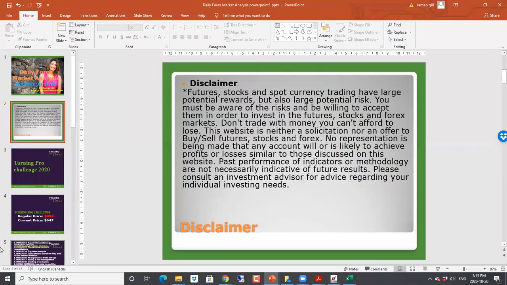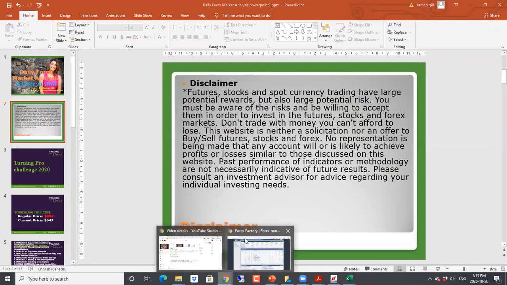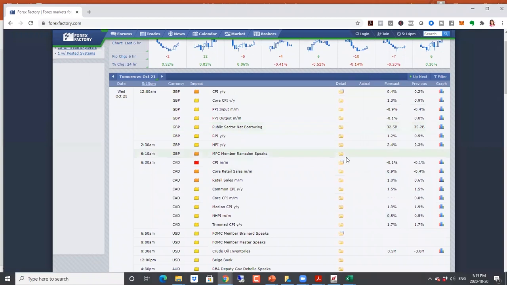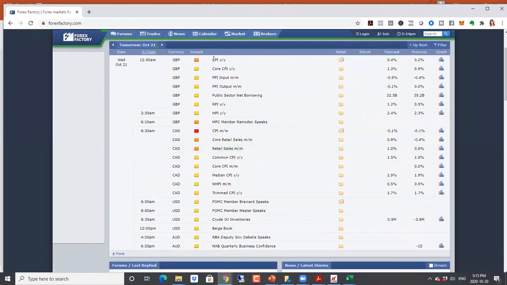As usual, we'll start off by taking a look at our calendar here. So coming up on Wednesday, we have, first of all, CPI numbers from the UK. These numbers are generally important because these are the numbers that the central bankers track. And then we also have CPI numbers and retail sales data for Canada.